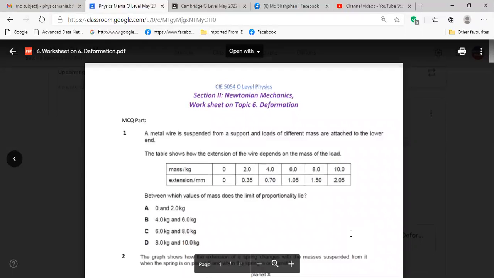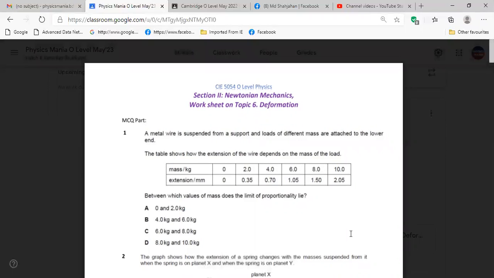So, question number one, MCQ. A metal wire is suspended from a cord and an object of mass is attached to the end. The table shows how the extension of the wire depends on the mass. Between which values of mass does the limit of proportionality lie? So, what is your answer? I think it's between 4 kilograms and 6 kilograms.